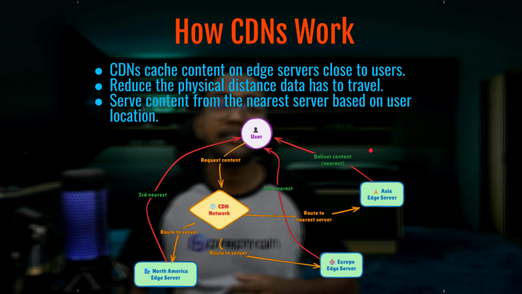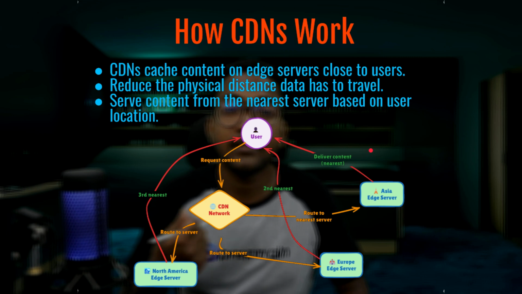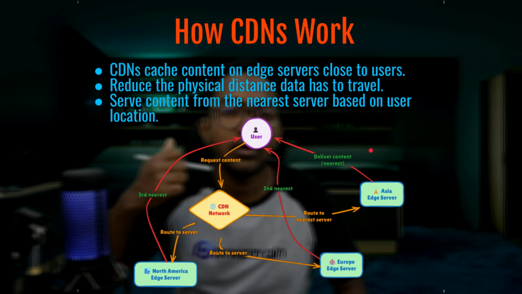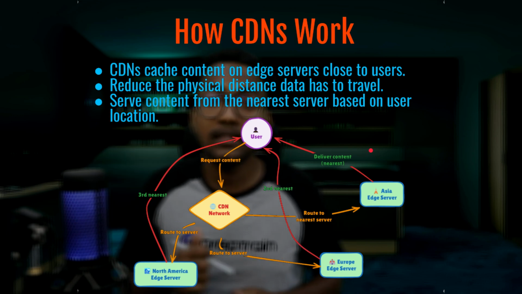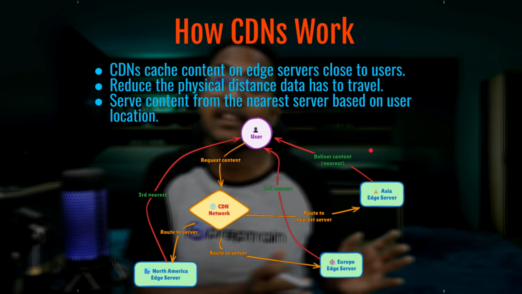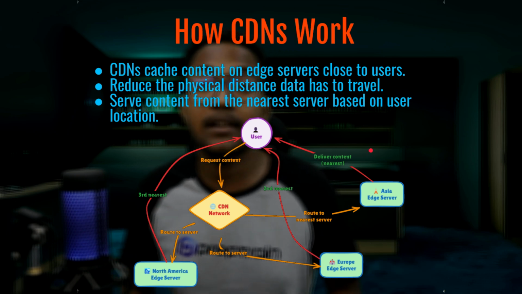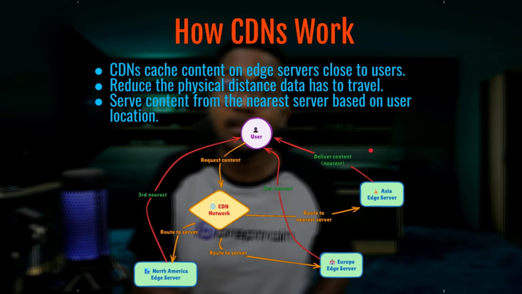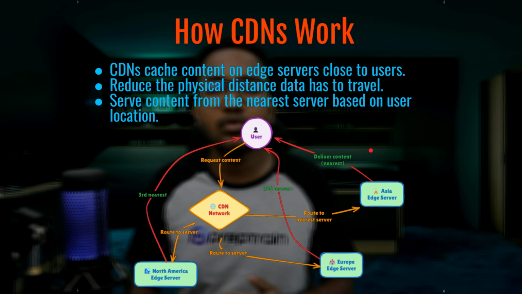For example, let's say you are in Europe and you are trying to access a website where the origin server is located in, let's say, the US. Without a CDN, the data would have to travel all the way across the Atlantic, which could result in significant delay. But with a CDN, that website content is cached on a European edge server, so it can be delivered to you much faster.